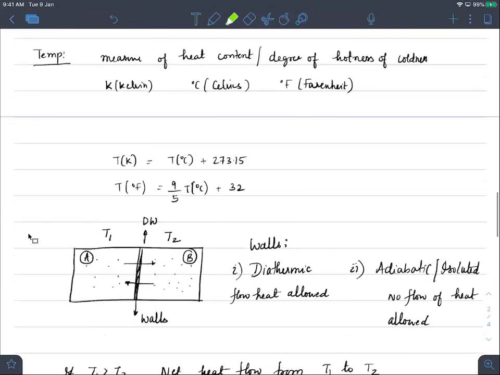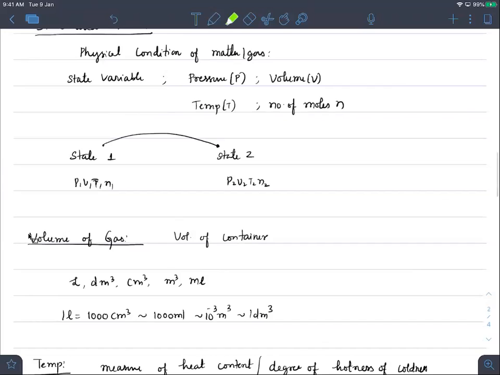So this is about volume and pressure. So far, any doubts, students? No, sir. Okay.